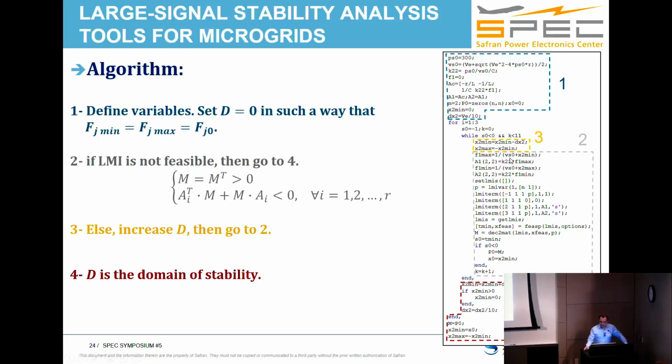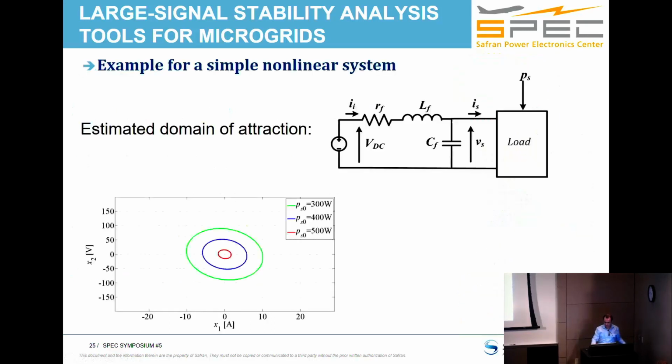Here you have a MATLAB script for the very simple system. For microgrid, you need many more lines in this script, but the main idea is the same. Now, I will show you just 2 or 3 results, and then I'm done. First, the estimated domain of attraction of the same system that I showed to you.